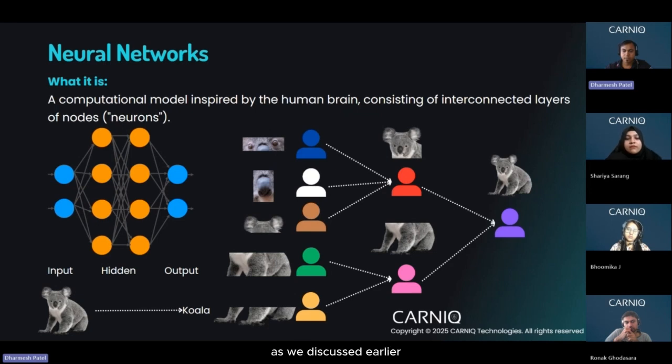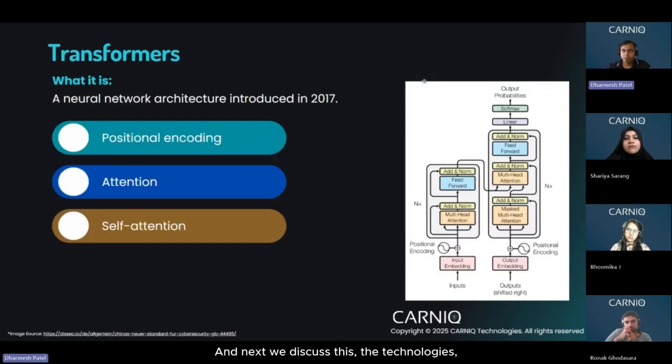So as we discussed earlier, it is very important that you provide enough information or data, and you train them so that they will give you the correct output. And next we discussed the technology called the transformer. The transformer is a type of neural network architecture itself, and this was introduced in the 1970s.